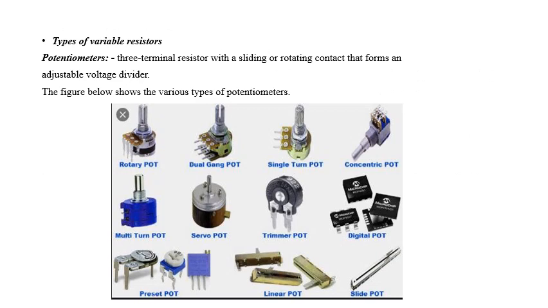Types of variable resistors. Potentiometers. These are three-terminal resistors with a sliding or rotating contact that form an adjustable voltage divider. And we have different types of potentiometers. As we can see, we have the rotary pot, diagram pot, single turn pot, concentric pot, multiple turn pot. We have the slider pot, trimmer pot, digital pot, and preset pot, among many others.